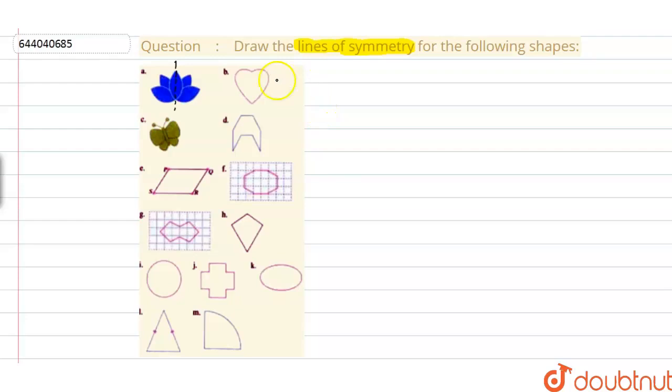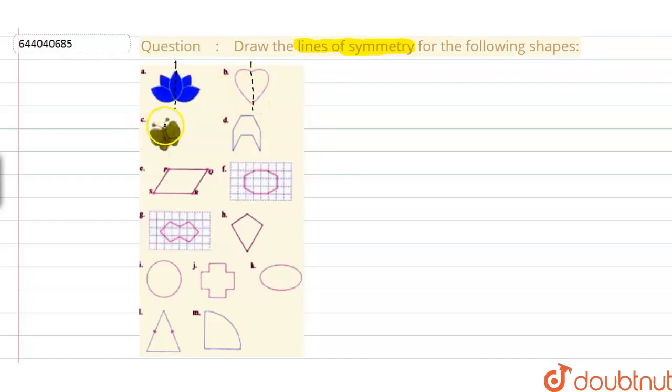Now, in this case, what line is going to be known as the line of symmetry? We need to just divide this figure into equal halves, and that line would be the line of symmetry, right? So this is the line which is dividing this into equal halves symmetrically, to be more precise. So this is the line of symmetry, right?